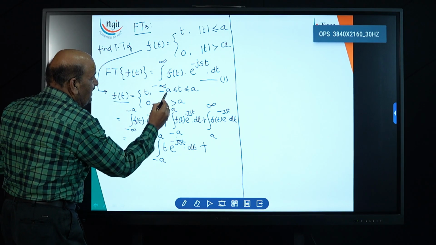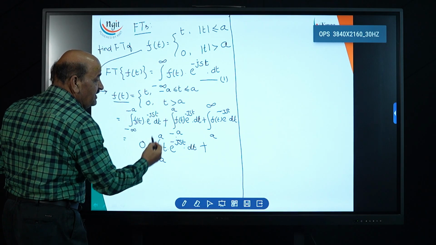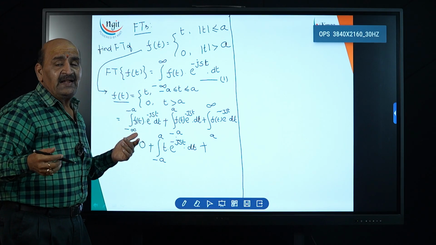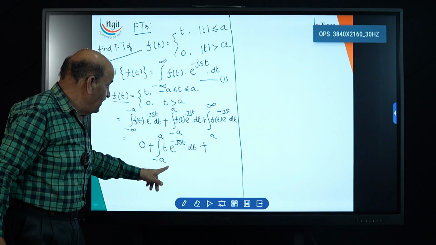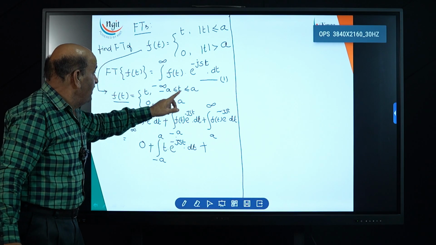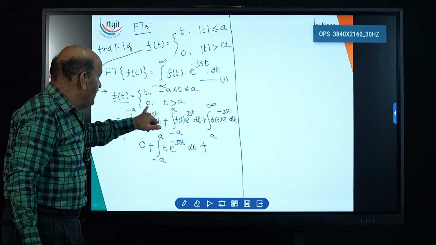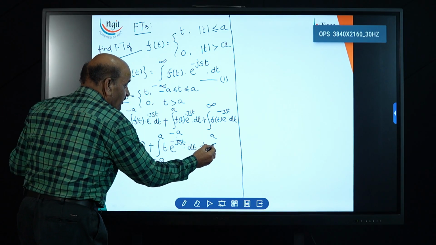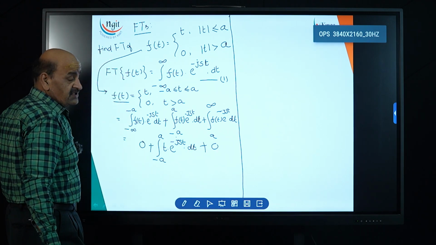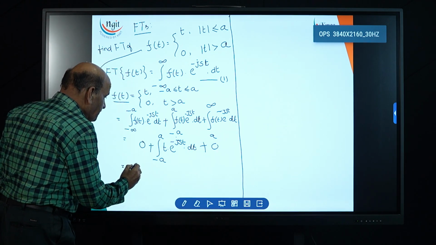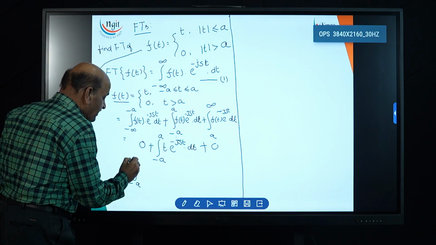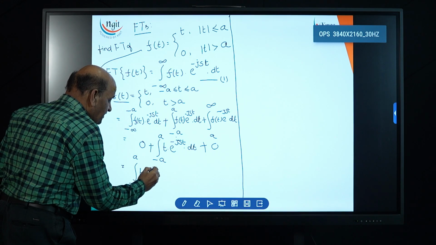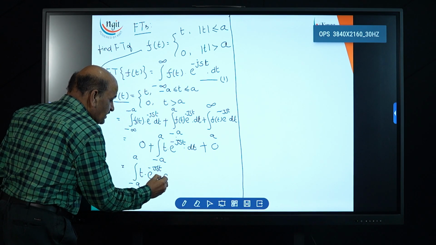Now, next one: greater than a. Greater than a means what? What is the upper limit of any positive value? Plus infinity. That's why we made it a to infinity. Now for a to infinity, what is its value? No signal is given, so 0. Therefore, its value is equal to 0. Understanding? So ultimately we need to evaluate only one integral, that is e power minus jst into dt.